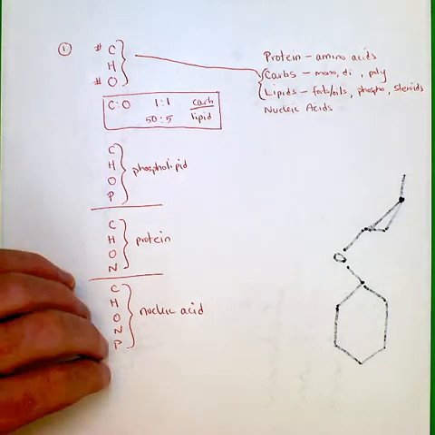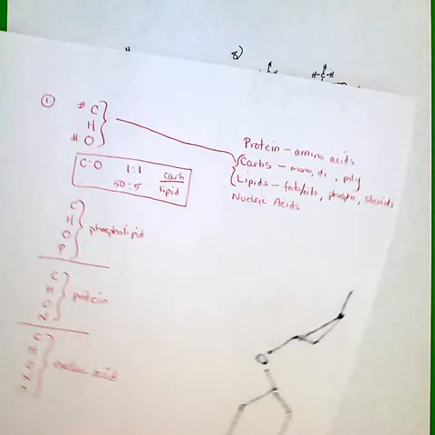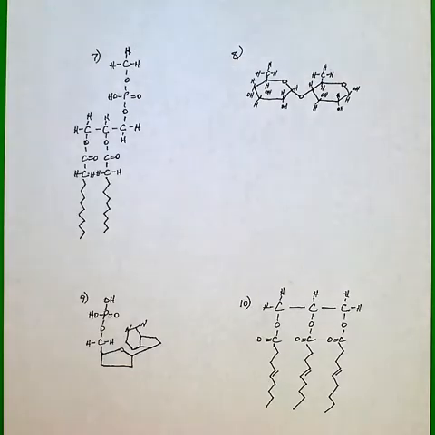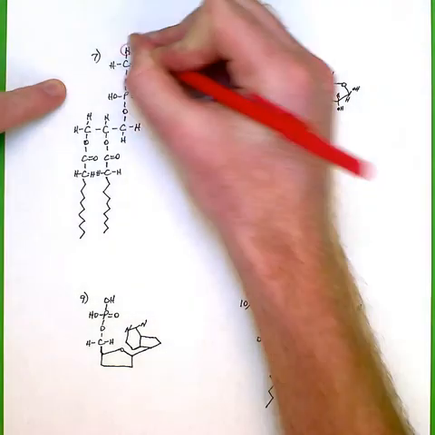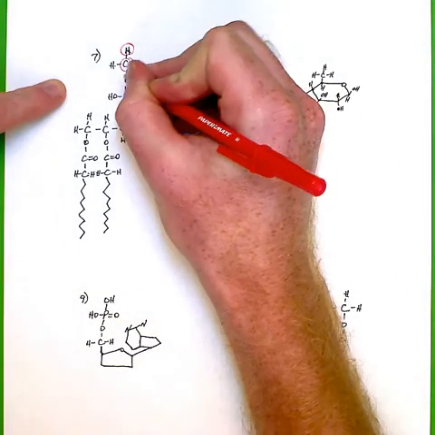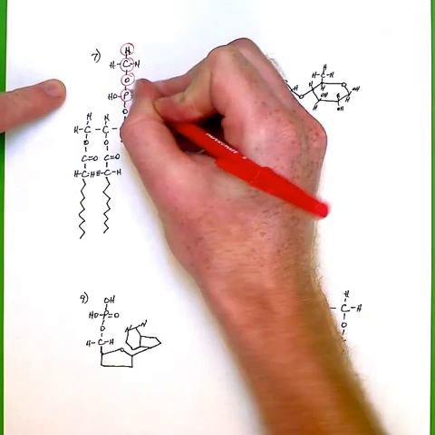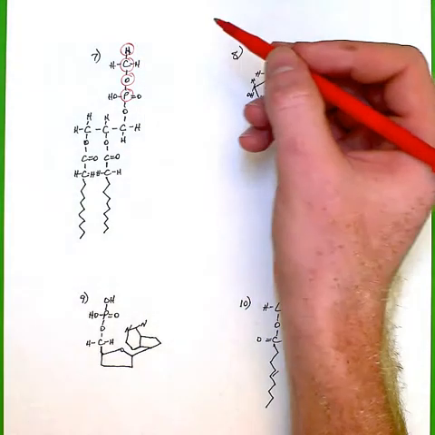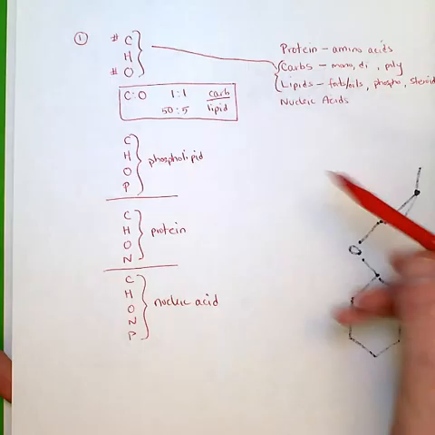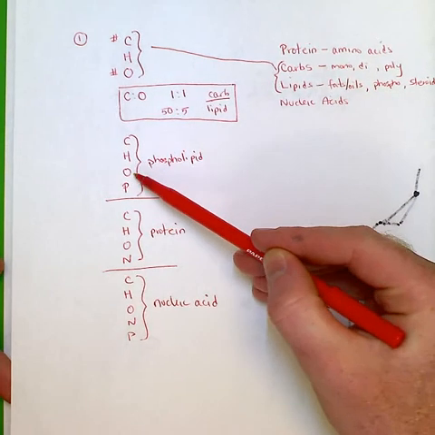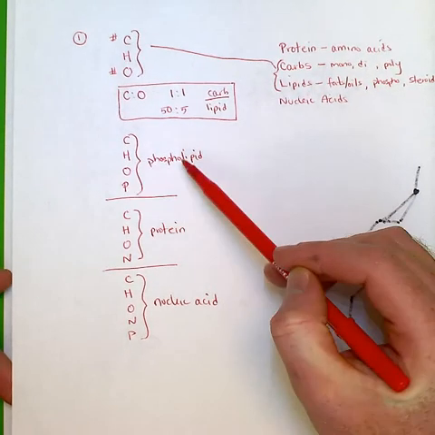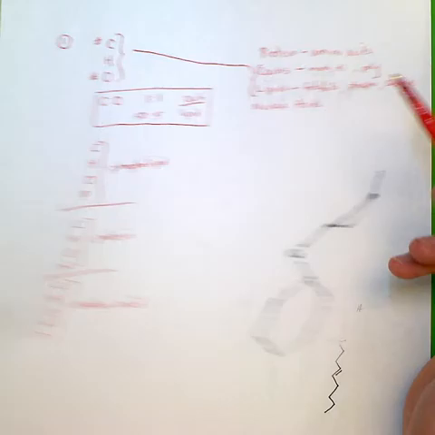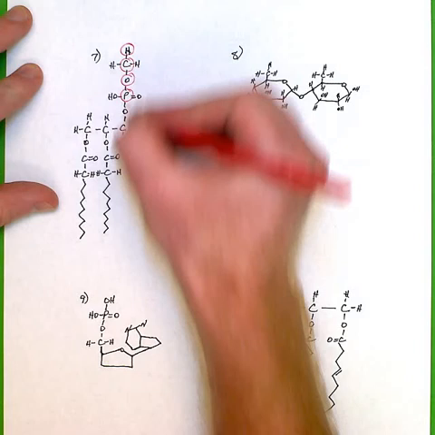I'm going to run through some problems, and you can follow along if that helps you. So let's look at this one right here. Take a tally of all the different elements you see. We have hydrogen, we have carbon, we have oxygen, we have phosphorus. And so remember your previous list here? Carbon, hydrogen, oxygen, phosphorus. Our only option is phospholipid. So this is a phospholipid.